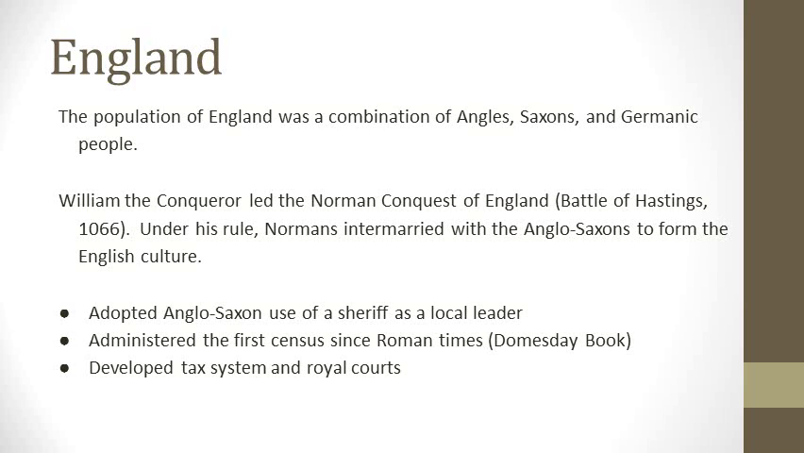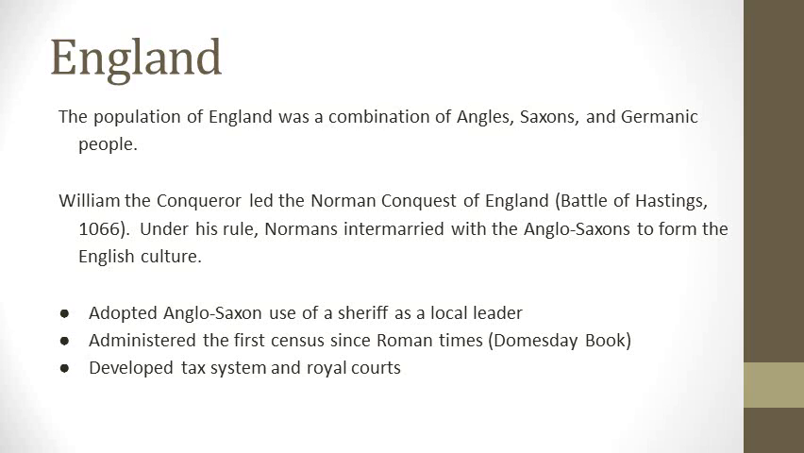Let's look at some examples in England through the time period. The population of England was a combination of groups known as the Angles, the Saxons, and different Germanic tribes. William the Conqueror led the Norman conquest of England, including the Battle of Hastings in 1066. Under William's rule, the Normans intermarried with the Anglo-Saxons to form the basis of what we know today as English culture. His leadership led to some changes.